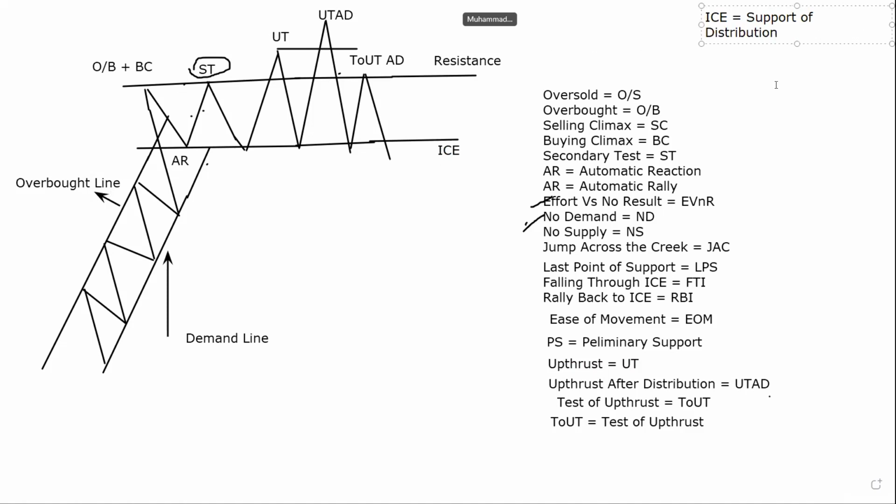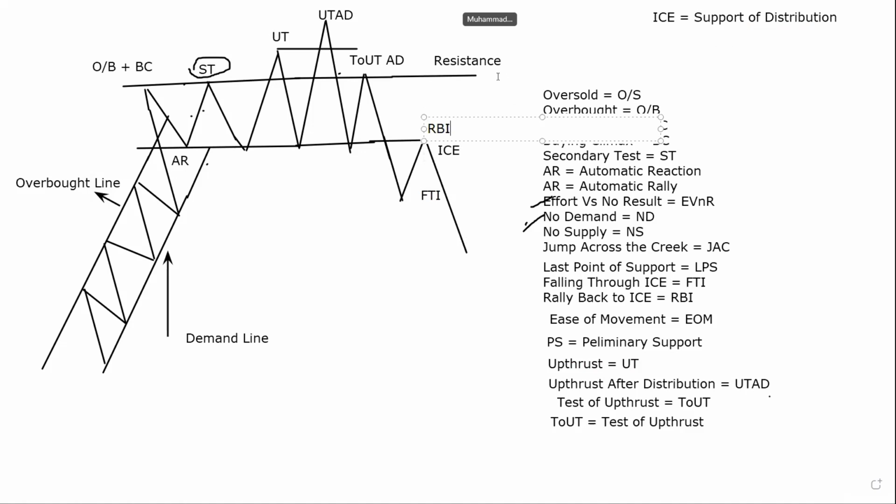Now, once we fall through the ICE, which you already know, we call it FTI, falling through ICE. Then the price will come back and test this region again. This test is known as RBI, rally back to ICE, because the price is rallying back to ICE. This is the basic structure of Wyckoff.